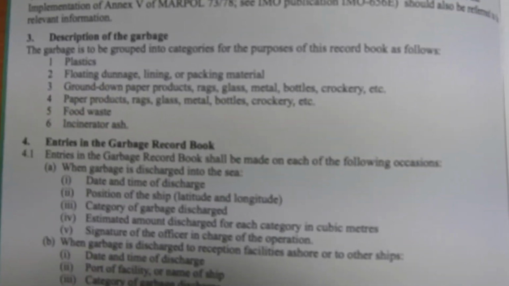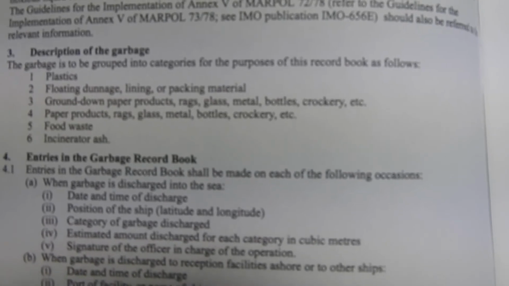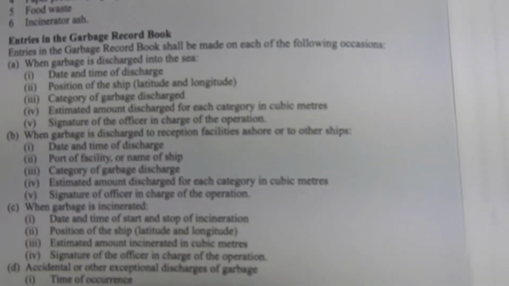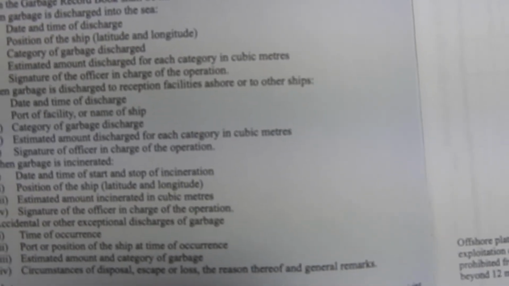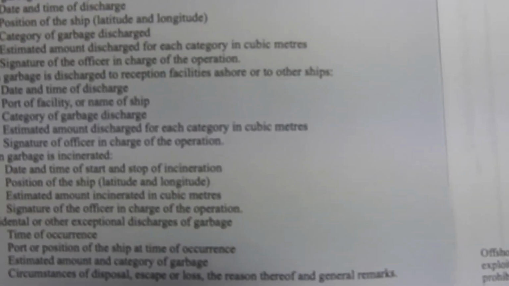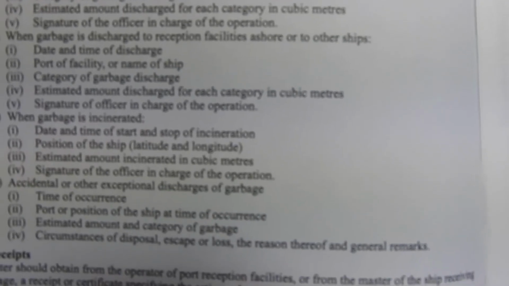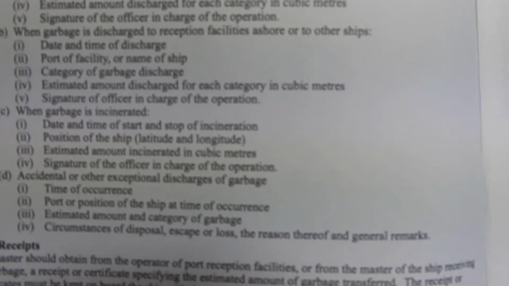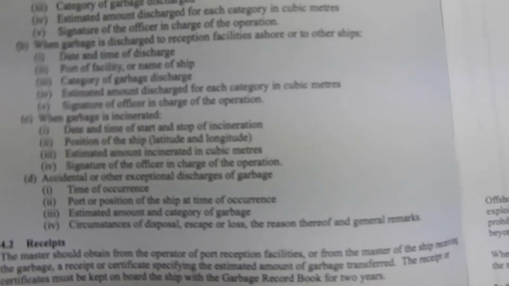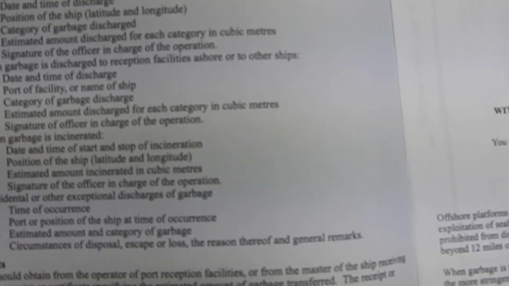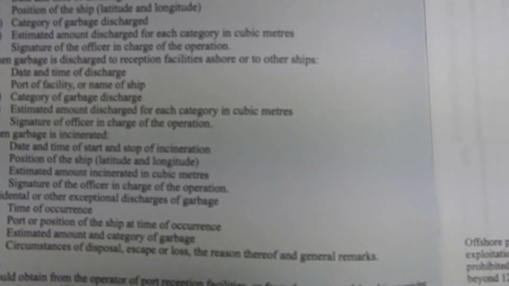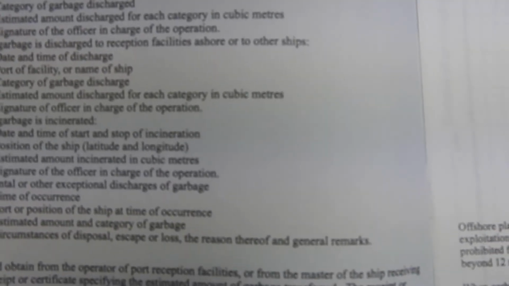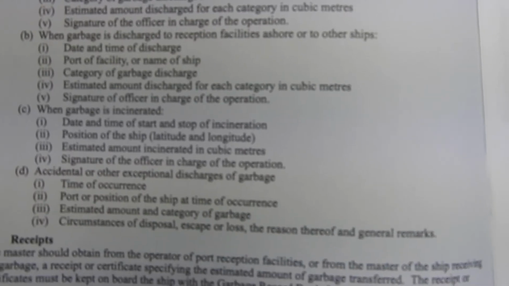The description of the garbage is given here, and what entries are to be made in the garbage record book is mentioned here as well. When garbage is discharged, you have to fill in the date and time of discharge, the port facility or name of ship if it is discharged to a ship. If it is discharged into the sea, then the position, of course, then the category of the garbage discharged. I will explain what category is, and the estimated amount, and the signature of the officer in charge of the operation.